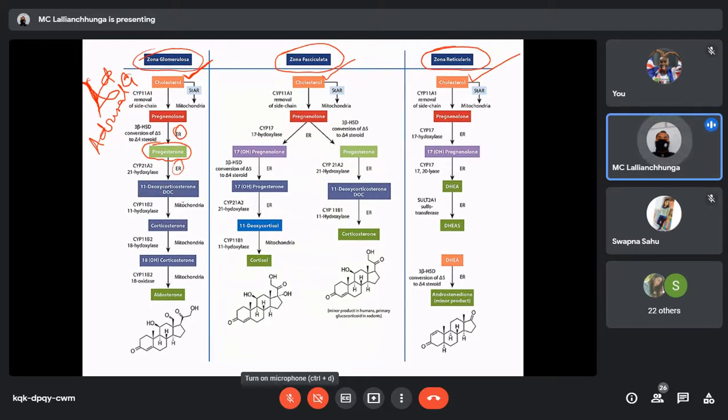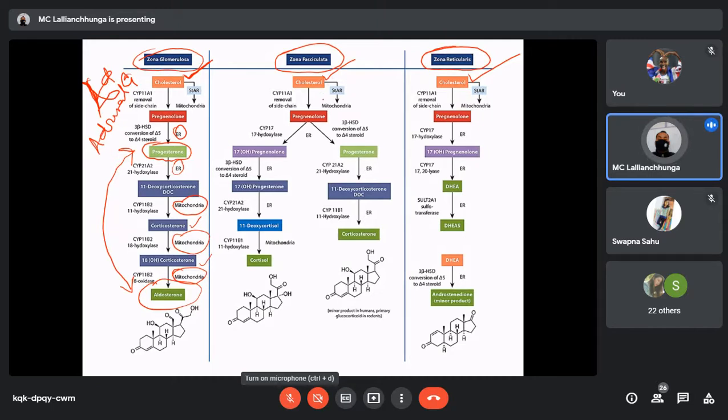Again inside mitochondria, this will be converted into corticosterone, and again inside mitochondria, into 18-OH corticosterone. Ultimately, inside the mitochondria, aldosterone is produced. So in this pathway two important hormones are produced, progesterone and aldosterone, in the zona glomerulosa. What about the fasciculata?